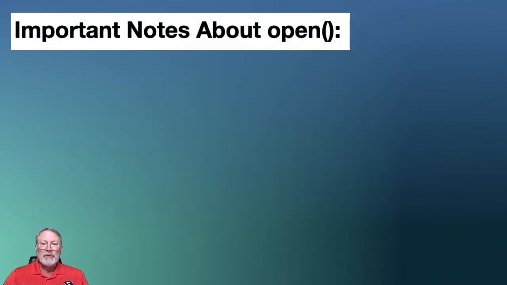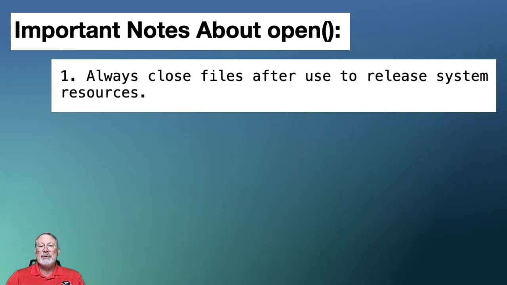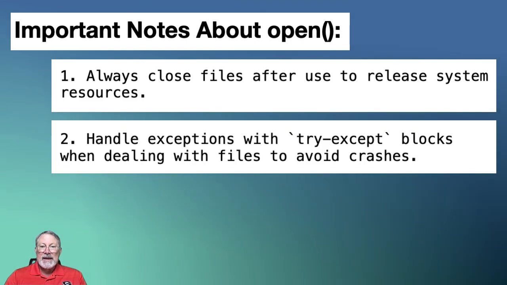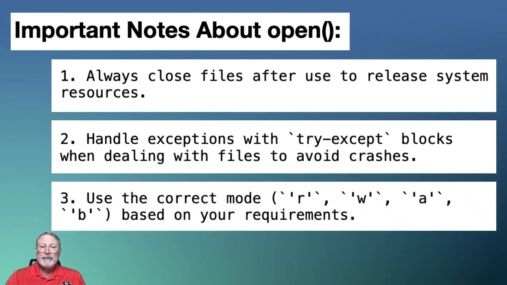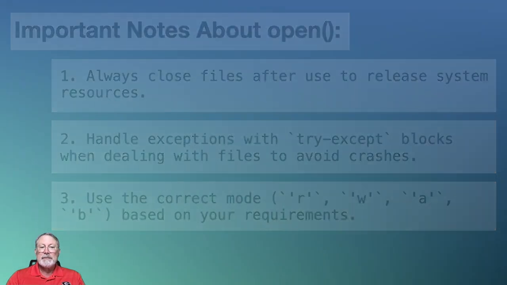Here are some important points about the open function. Always close files after use to release system resources. Use with open to handle this automatically. Handle exceptions with try except blocks when dealing with files to avoid crashes. Use the correct mode based on your requirements.